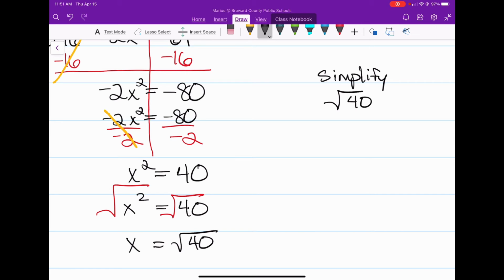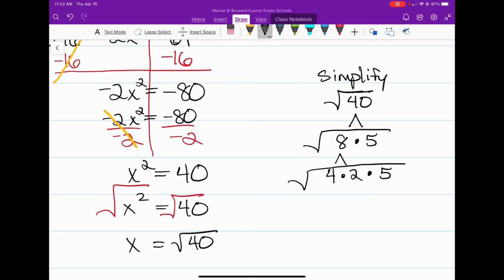the square root of 40. The first thing we want to do is factor it, and we want the prime factorization. So when we factor it, we'll start with the square root of 8 times 5, and then we'll keep going. This would become 4 times 2 times 5. The only one of these numbers that is a perfect square is 4. We can take the square root of 4, and really you could rewrite this as the square root of 4 times the square root of 2 times the square root of 5.